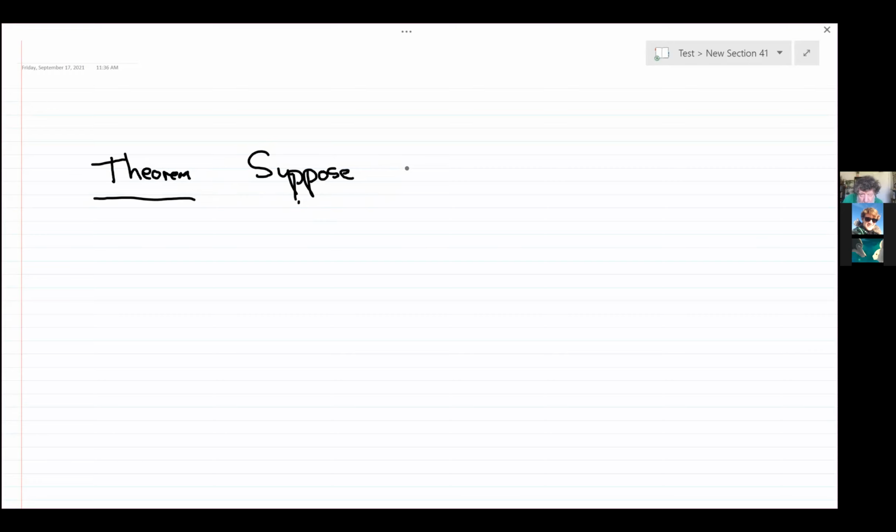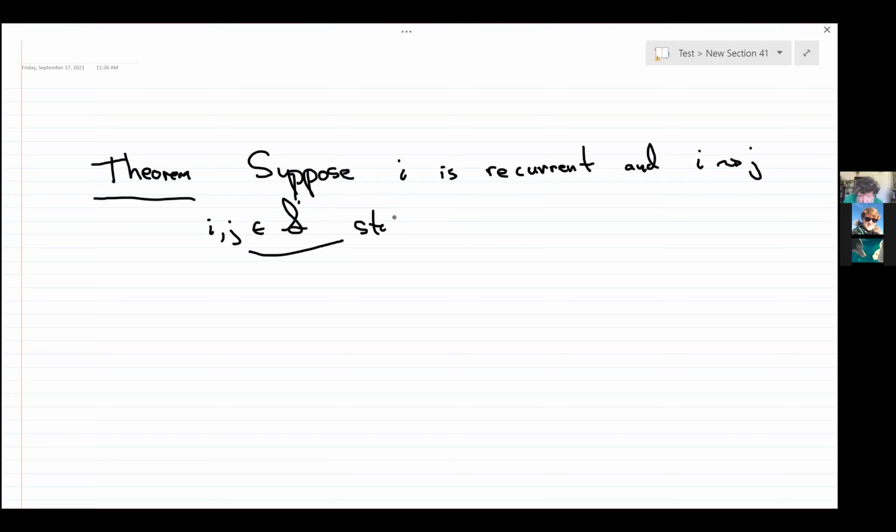Suppose i is recurrent, and i leads to j. And these are what? They're both states in some Markov chain. So we're supposing that i is known to be recurrent. What does that mean? Just to remind you, that means rho_i is 1. And i leads to j.